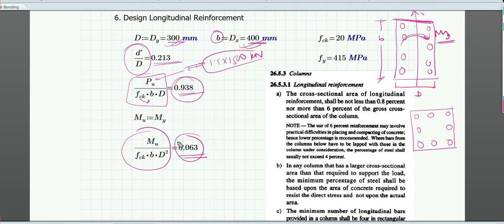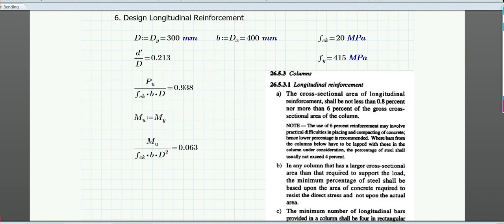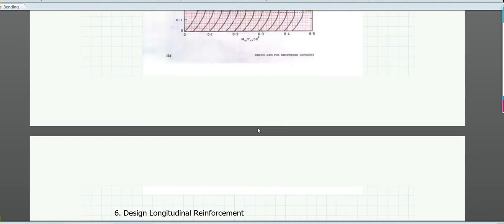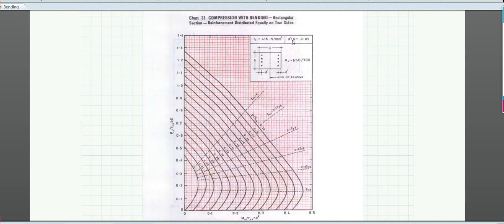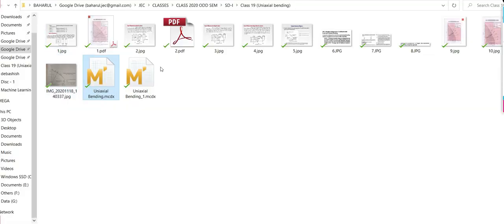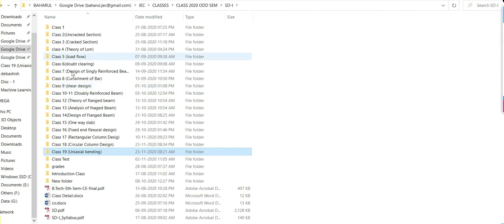Now as these values are available with us, we can refer to the appropriate chart, and then we can find out what is the P by fck value to find out the area of steel. Here d dash by d is also important because these graphs have different values of d dash by d. If you see SP16, probably I should show you one SP16, then you will understand.